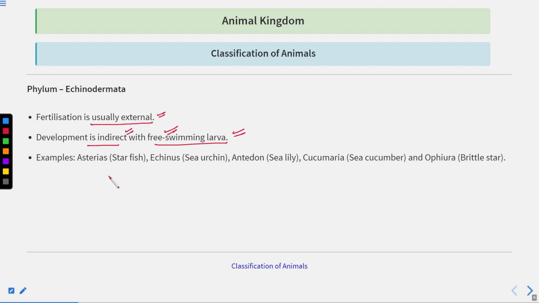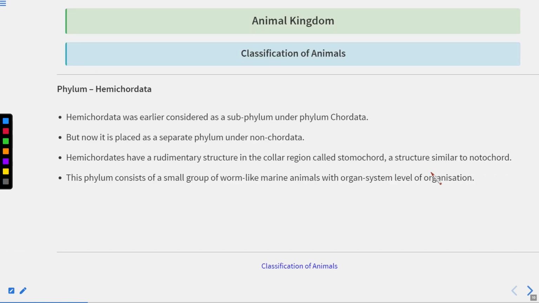Now, if we talk about the examples, then we have different examples here. Asterias, that is commonly known as starfish. Echinus, sea urchin. Antedon, that is called sea lily. Cucumaria, that is also known as sea cucumber. And Ophiura, brittle star. Okay, so these are some of the very, very important examples of this phylum.